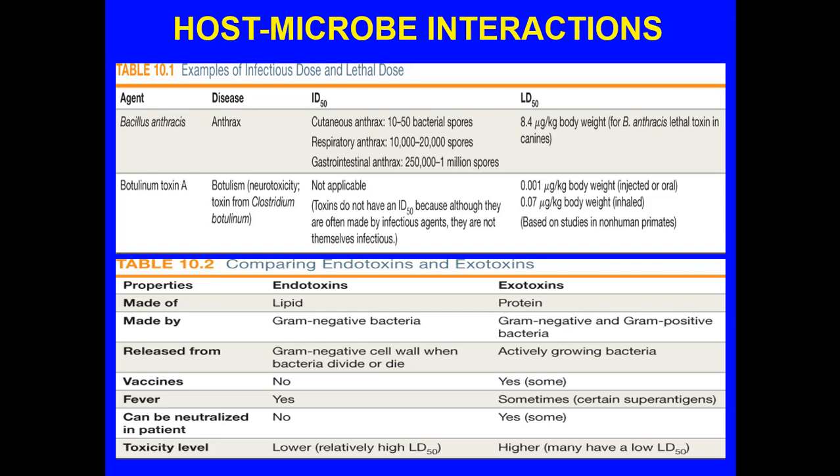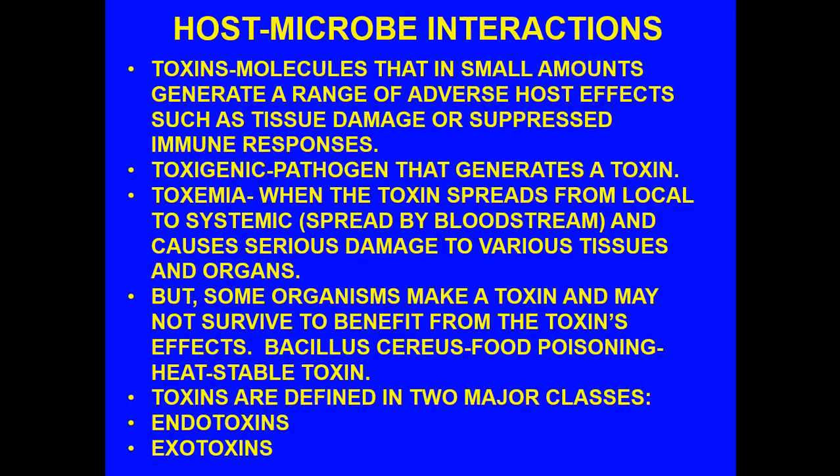We're going to get into some of the more details of this in a minute. Keep in mind that toxins is a very broad definition: molecules that in small amounts generate a range of adverse host effects. This can include tissue damage. It can involve suppressed immune responses. It can lead to tissue death. When we say something is toxigenic, this is a pathogen that generates a toxin.